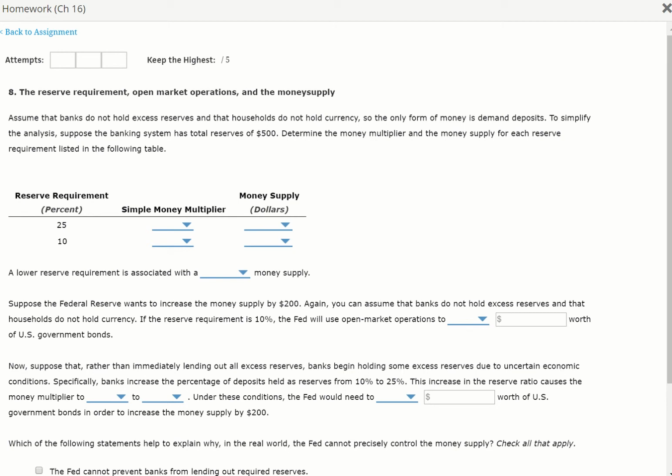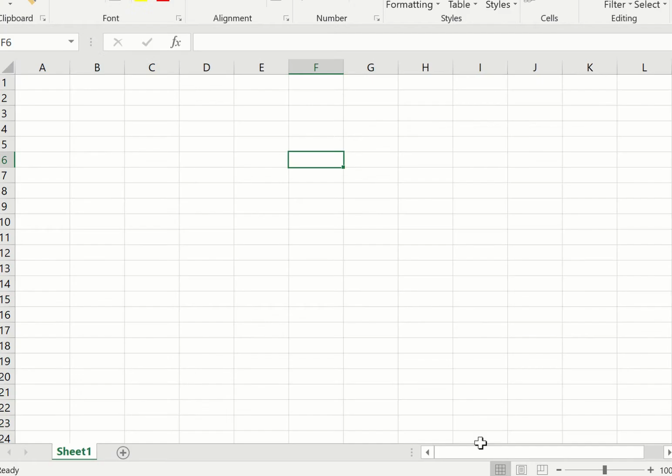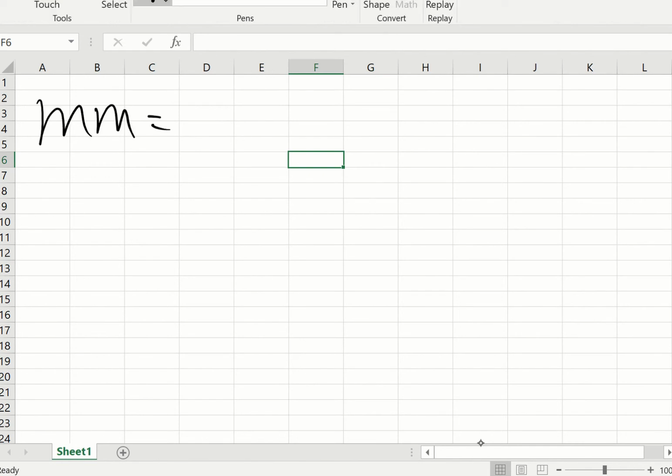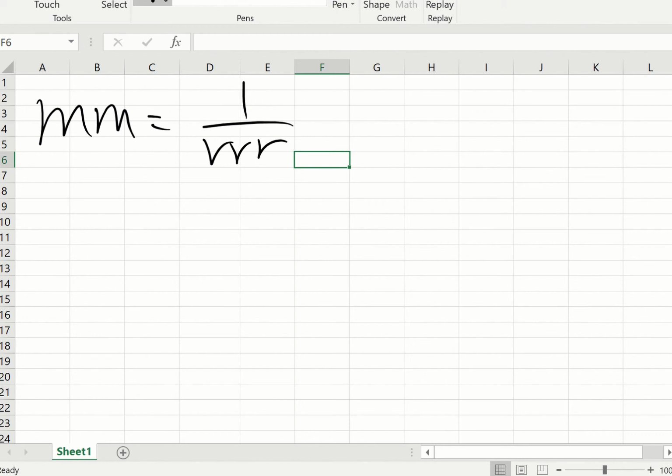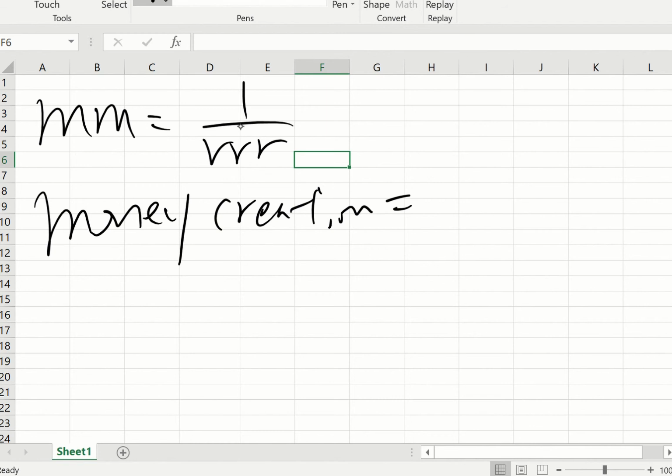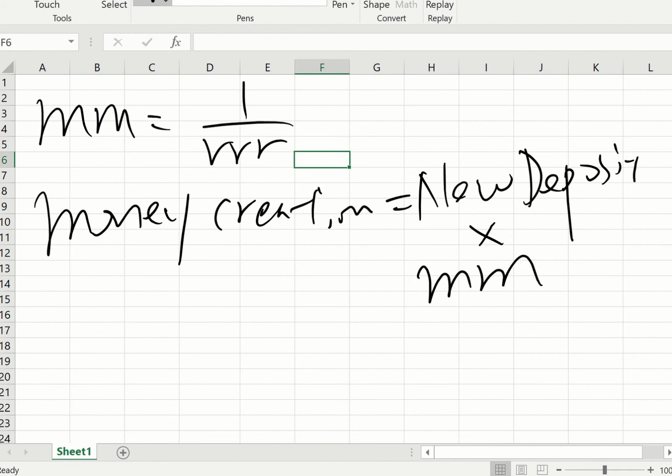All right, so what you know from chapter 16 is that your money multiplier, or MM, equals 1 divided by the required reserve ratio. Whatever the ratio is, the reciprocal of that will be your money multiplier. And then the money creation equals the new deposit times the money multiplier. That's your money creation. Okay, so let's do the problem here.